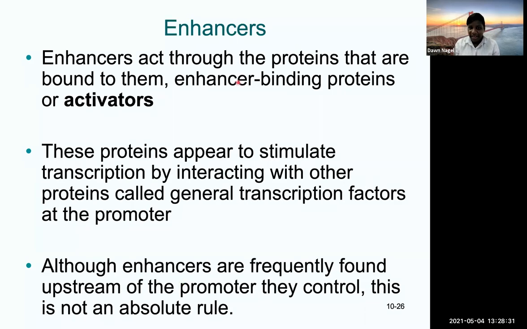So they can act again through proteins bound to them. They can stimulate transcription, these enhancers.